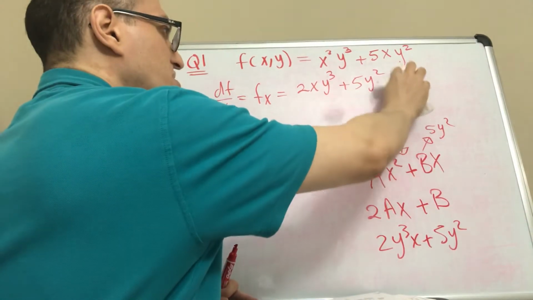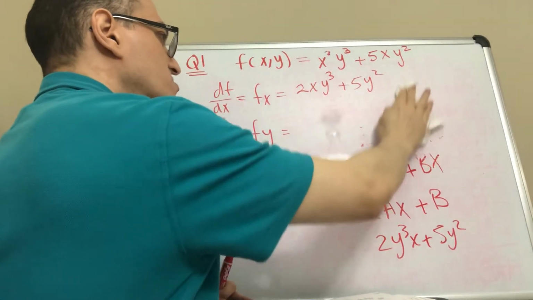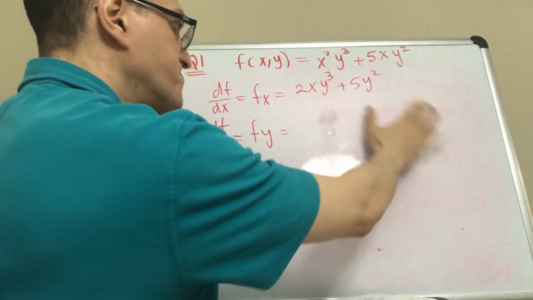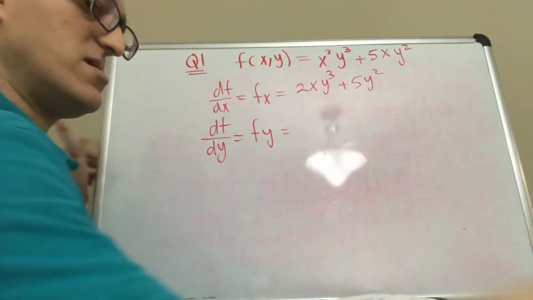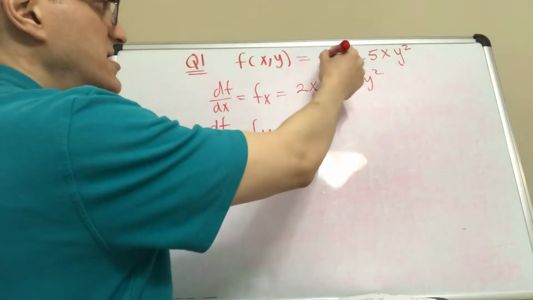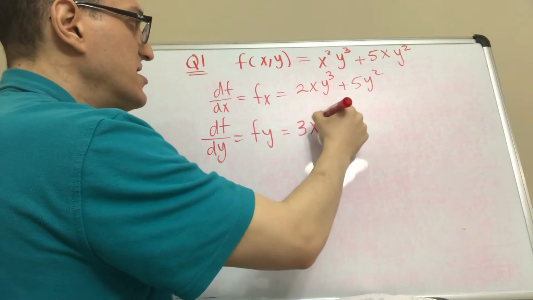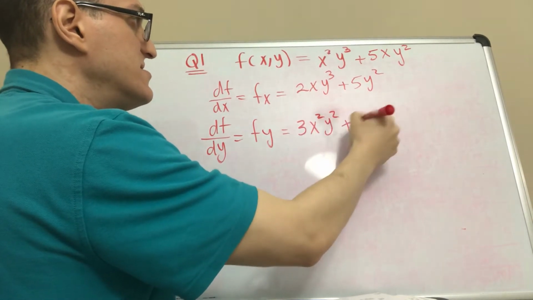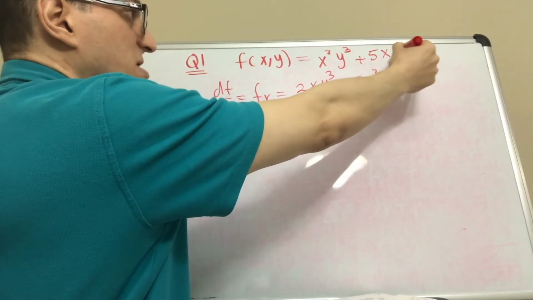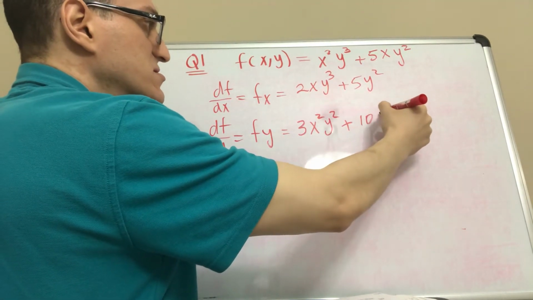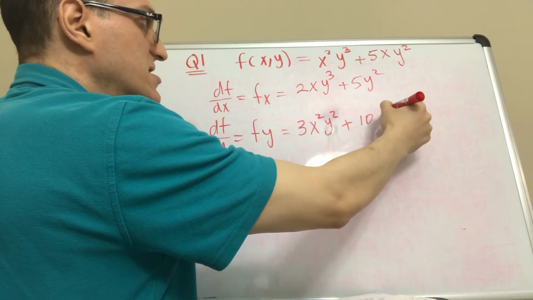I'll try both ways when we find the derivative of the second one with respect to y. So, x becomes a constant, 3 down, 3x squared, y squared. 5x is a constant, so you do down 2 times 5x is 10x, y.